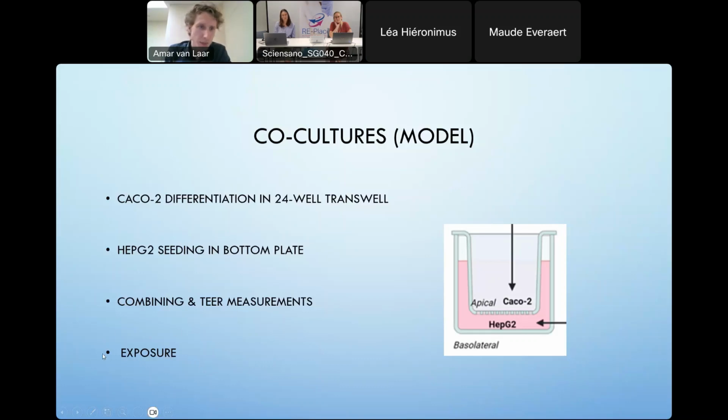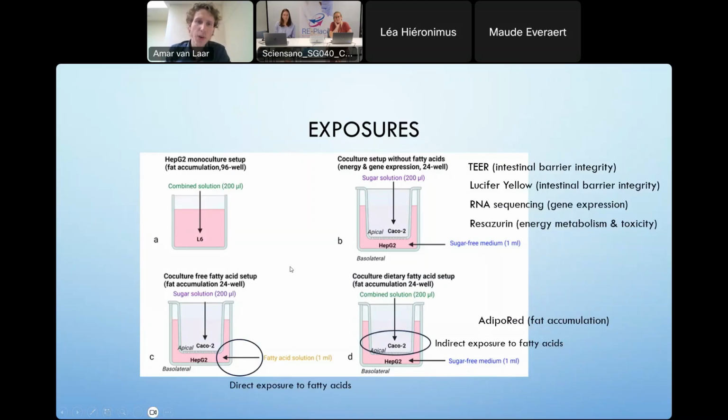Well, after that, you can start exposing the cells. And in our case, we were interested with this model to study non-alcoholic fatty liver disease, which is one of the most common metabolic diseases. And for that purpose, we were testing combinations of sugar and fat. We had one setup in which we just tested sugar solution, so adding to the intestinal cells and then measuring effect at the intestinal level and at the liver.